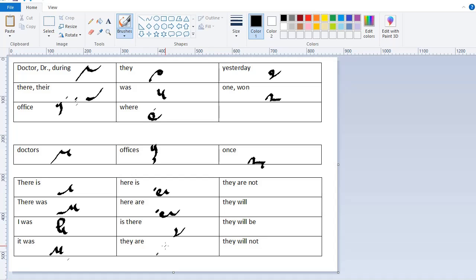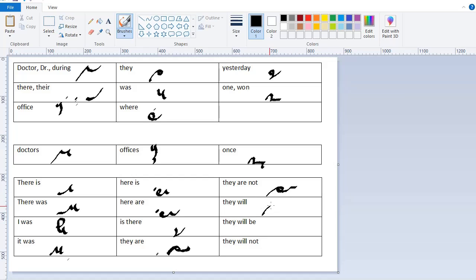Bakit wala siyang curve? Wait lang. Ulitin natin ulit. They. T-H-E-R. So, nakita ba ninyo kung paano ko siya ginawa? Okay, so, ayan. That is how you stroke they are. Next, we have they are not. So, they are not. Not, which is represented by your N stroke.